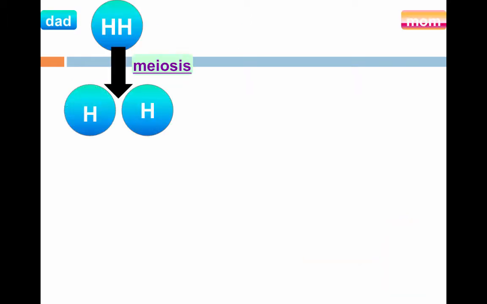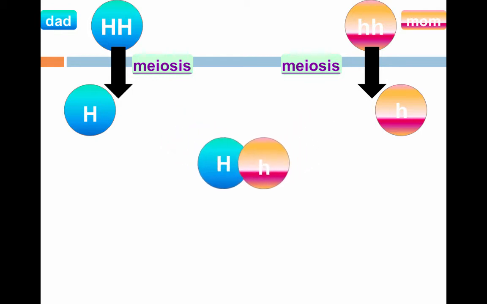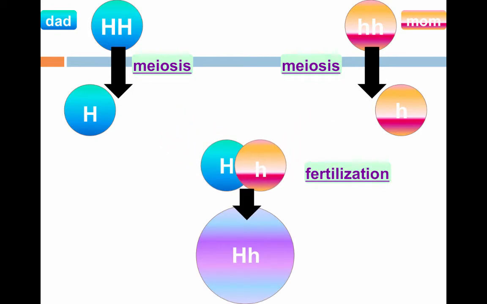In this particular example, let's say dad is homozygous dominant. That means each one of his gametes has one dominant allele. Mom is homozygous recessive, therefore in each of her gametes after meiosis, she has a recessive allele. Big H and little h come together through fertilization to create a zygote that's heterozygous. This is just one particular example. That's the law of segregation.